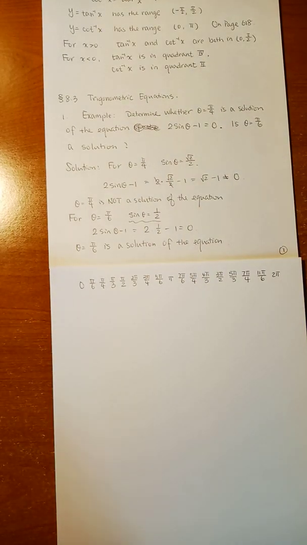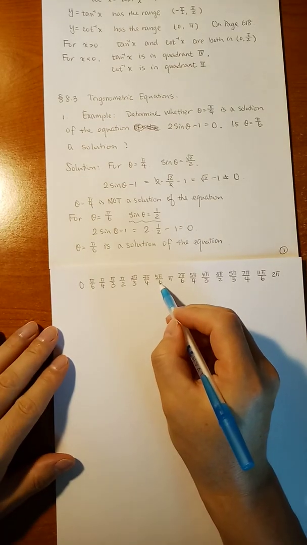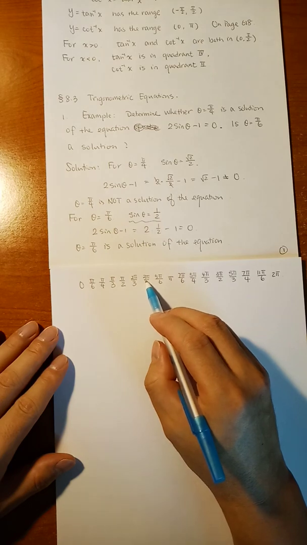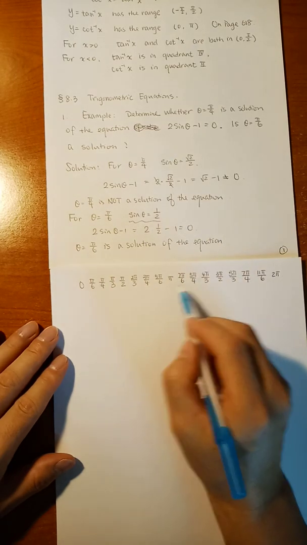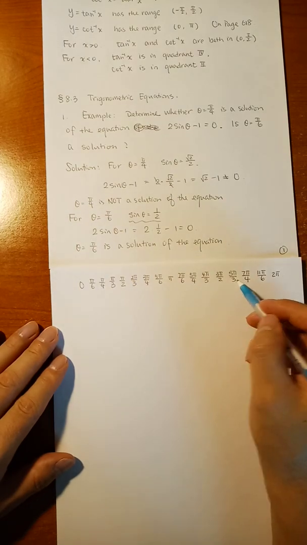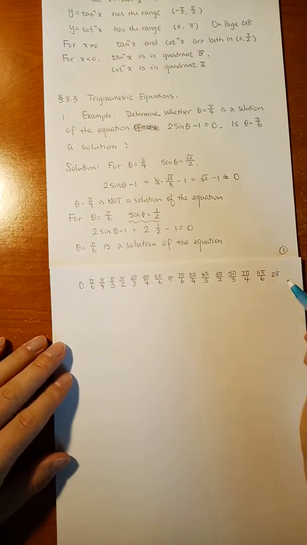11 pi over 6. So it's just pi plus 5 pi over 6 is 11 pi over 6. And pi plus 3 pi over 4 is 7 pi over 4. Pi plus 2 pi over 3 is 5 pi over 3. Okay? So that's a way to get it.